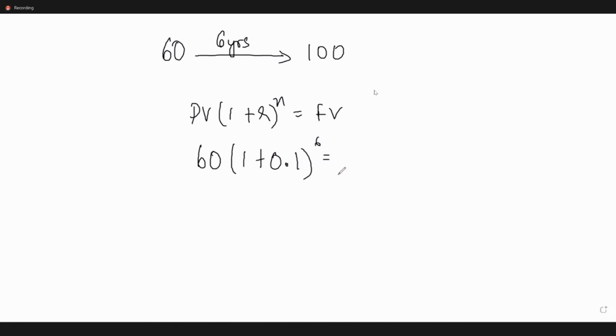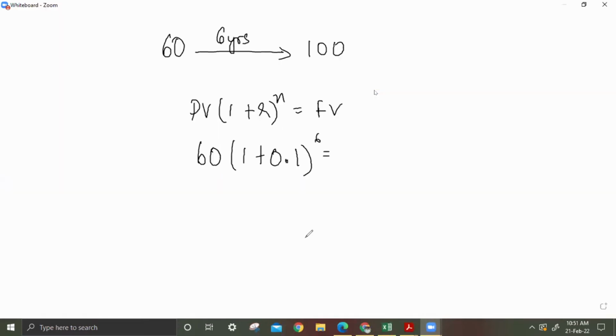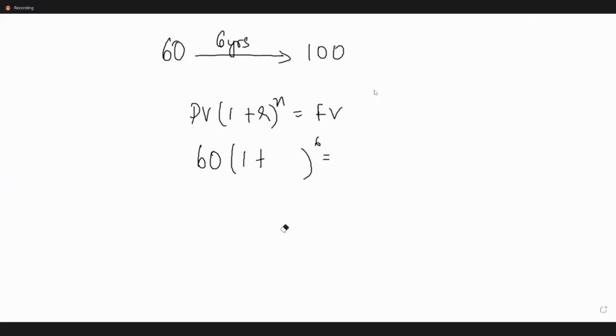What is the rate? No, here they're asking you, what are they asking you? Calculate the gross redemption yield. So they are asking you how much will be the return. So I'll keep this as R. And you know, future value is 100 because it's always redeemed at this much. So how much will be the answer? Solve for R and tell me how much is it?